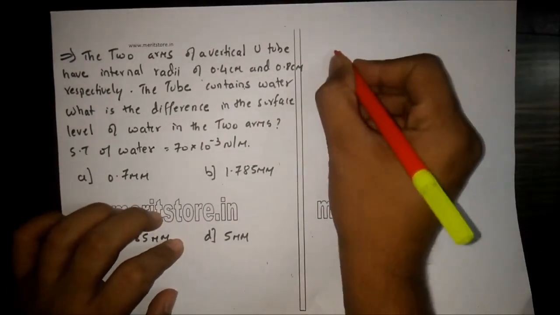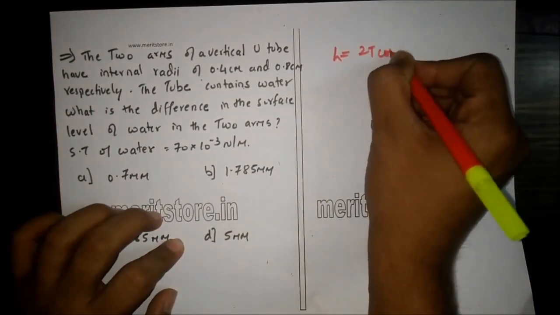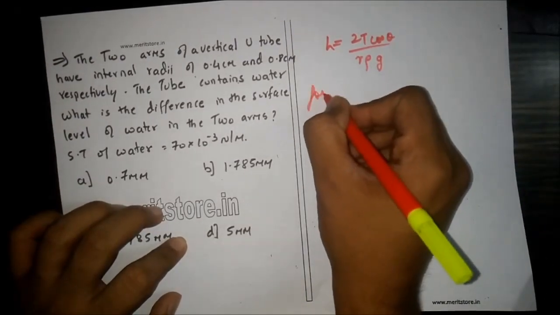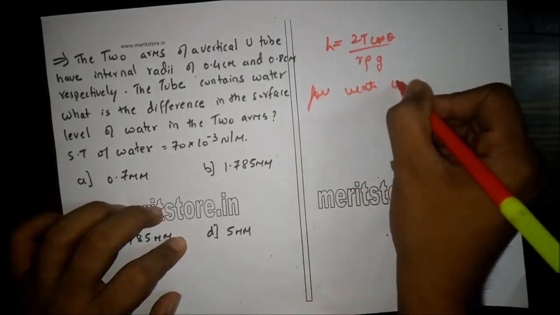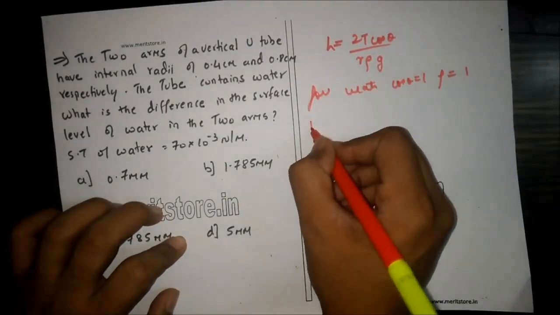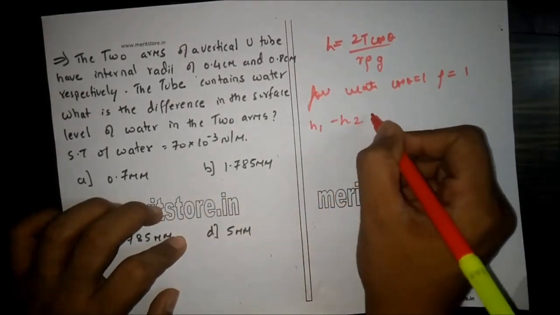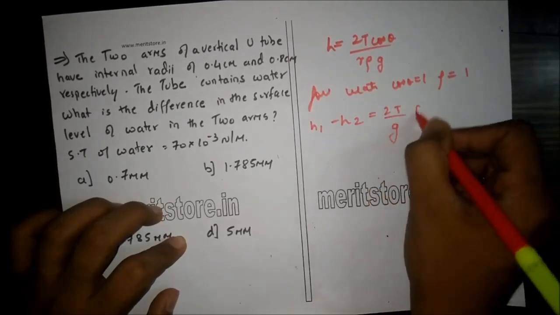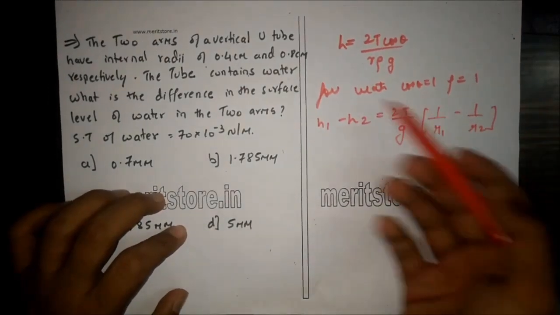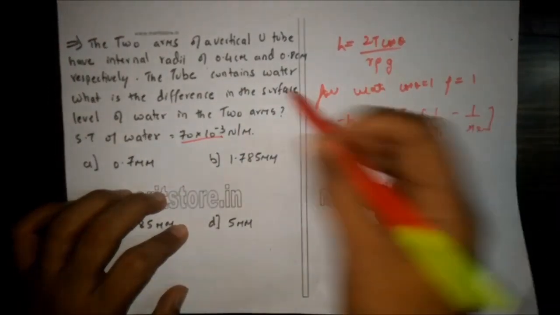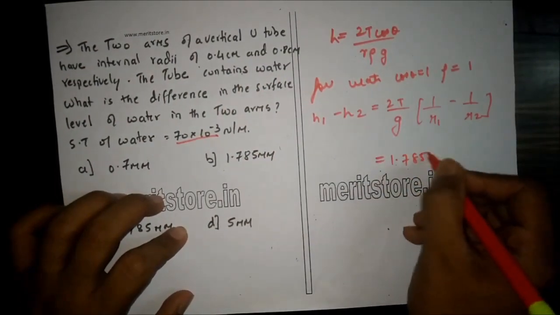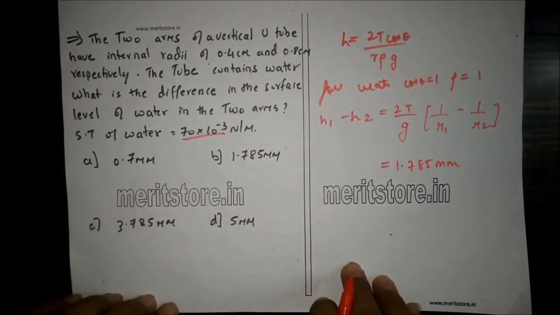Now we know that the height h is given by the formula 2T cos theta upon r rho g. But since the solution given is water, for water cos theta is equal to 1 and rho is also equal to 1. Therefore, the difference in the height in the water level is 2T upon g into 1 upon r1 minus 1 upon r2. Therefore, on substituting the values of T as 70 into 10 raised to minus 3, r1 and r2 as 0.4 and 0.8, and g as 10, we'll get the answer as 1.785 millimeters. Therefore, here the correct answer is option B.